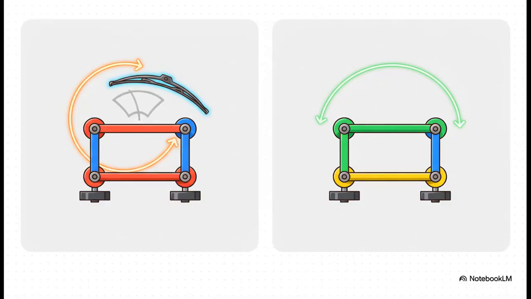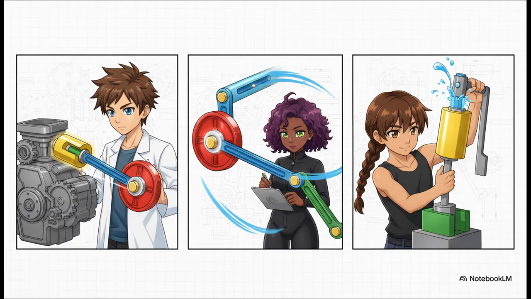And this leads to this really cool idea called inversions. Get this, you take the exact same 4 bars, but just change which one you bolt down to the table, and you get completely different machines. If you fix the one next to the shortest link, you get a crank rocker, perfect for a windshield wiper. Fix the one opposite the shortest, and suddenly nothing can spin all the way around. Same parts, totally different motion. And this isn't just some abstract concept. It applies to the slider crank mechanism. You know, the thing at the very heart of your car's engine.